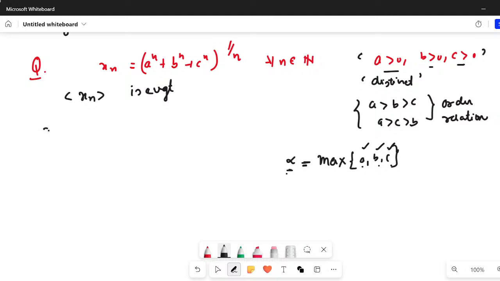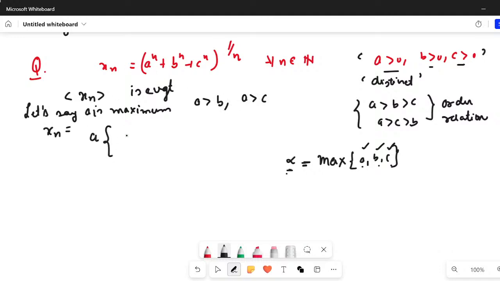So now just think over it: if I take the maximum, let us say a is maximum. A is maximum means what? a would be greater than b and a would be greater than c. Now take a common out. So you'll get a outside, and inside you will get 1 plus (b by a) raised to power n plus (c by a) raised to power n, and this is whole raised to power 1 upon n.